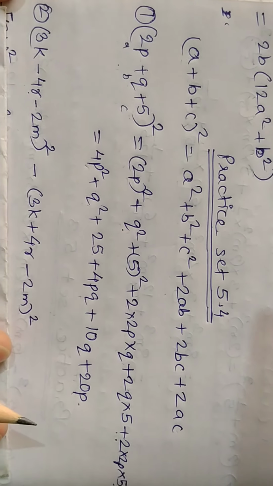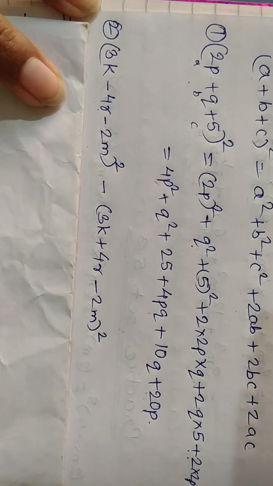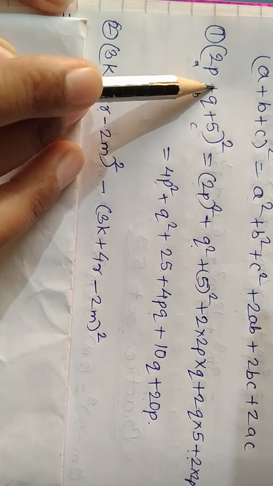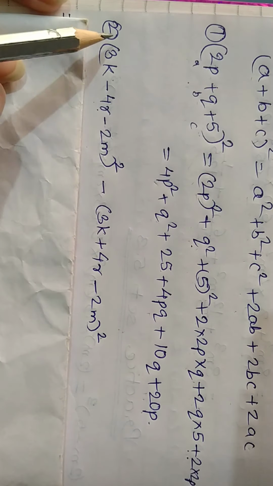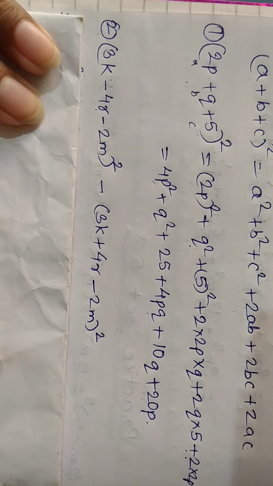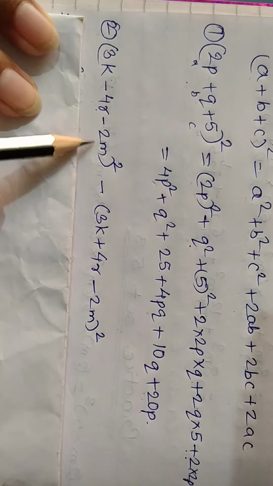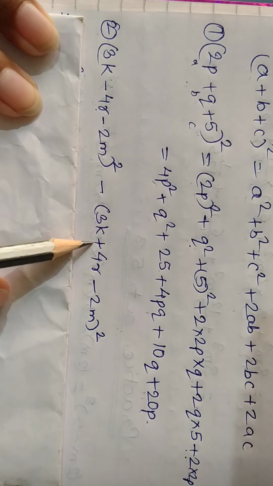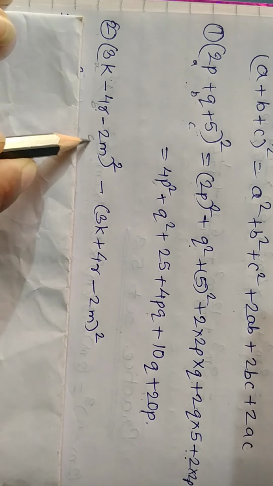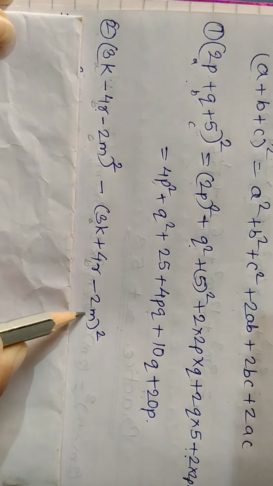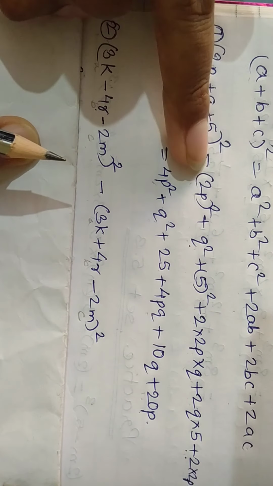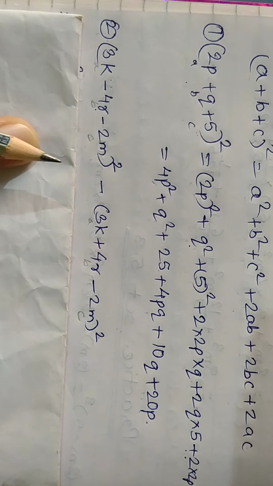Then come to the next. See the second question. It is from the second question. This is from the first main, expand, and this is from simplify. Second one I have taken: (3k − 4r − 2m)² − (3k + 4r − 2m)². Here this is A, this is B, this is C. The same formula you have to use, (a + b + c)². That same formula you have to apply here.